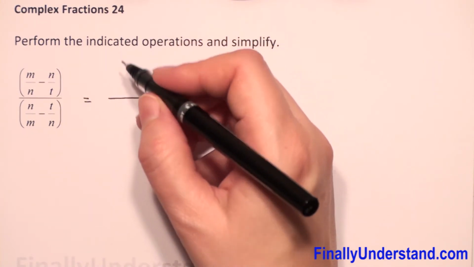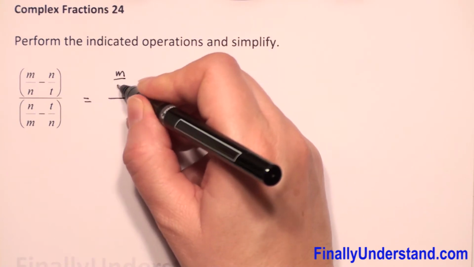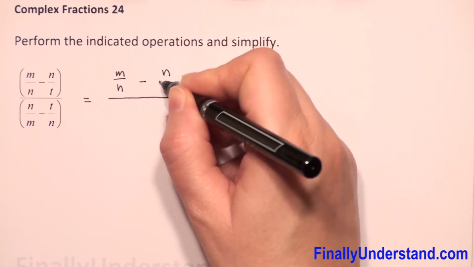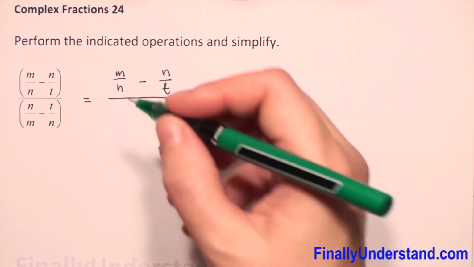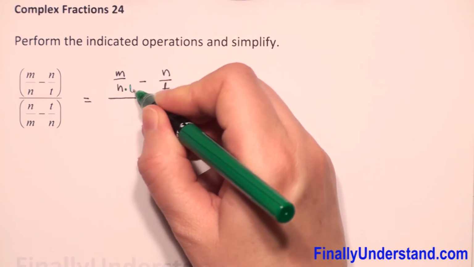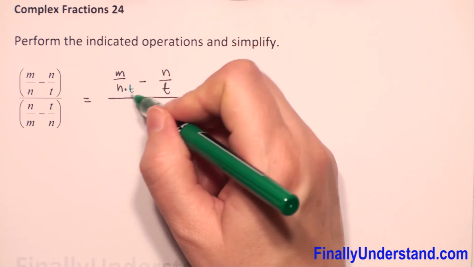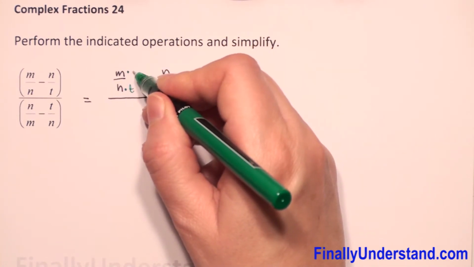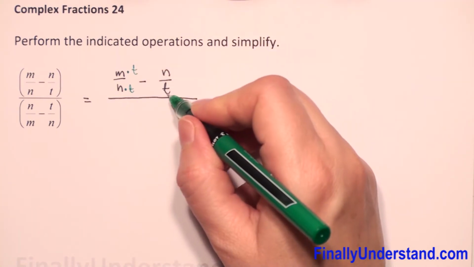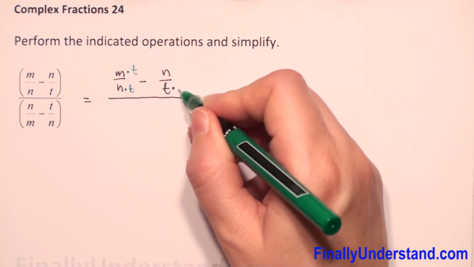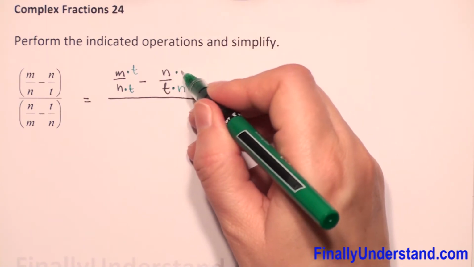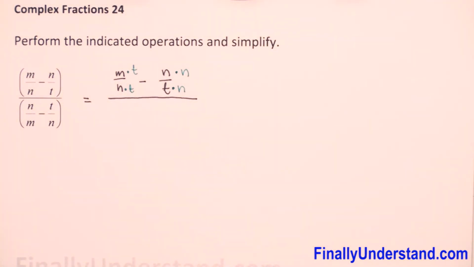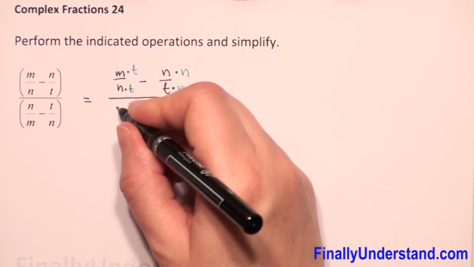Let me copy our example. We have m over n minus n over t. Like I said, the least common denominator for n and t will be nt, so I have to multiply n times t to get nt. Whatever I did with the denominator, I have to do the same with the numerator, so it will be times t, and that denominator I have to multiply by n to get nt. Whatever I did with the denominator, I have to do the same with the numerator. And we will copy our denominator.